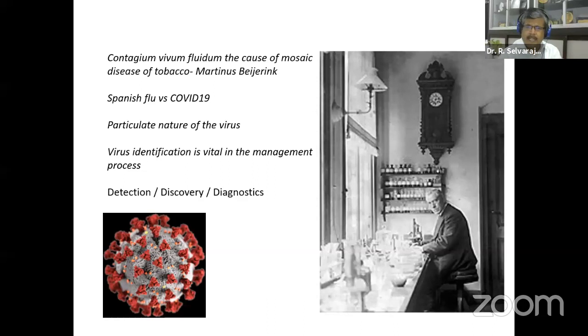But actually in 1933, Wendell Meredith Stanley, a biochemist and virologist, proved that it is particulate in nature. In fact, he got the Nobel Prize for that. So identification of a virus is very important. That's why the entire team in the world is now searching for a vaccine, and we may come out with a vaccine very soon for this COVID. Here I'm going to cover the detection, discovery, and diagnostics that have happened in the past decade in plant virology as well as other pathogens.